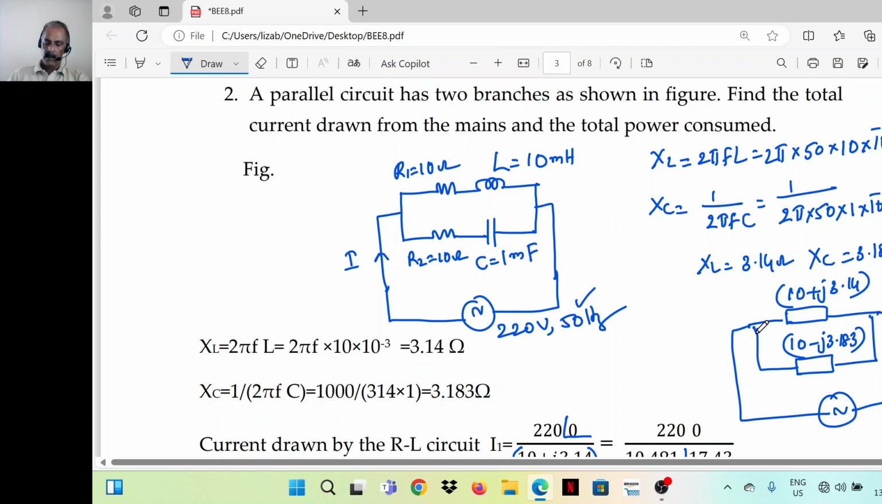Now the current through the first branch, let's take it as I1, and this current as I2. So I1 is equal to, the applied voltage is given, that is 220 volts. So I1 is equal to 220 angle 0. There is no other quantity given as reference, so let's take this 220 volt as the reference quantity. No angle is given for that, so let's take its angle as 0. So I1 is equal to 220 divided by 10 plus j 3.14.